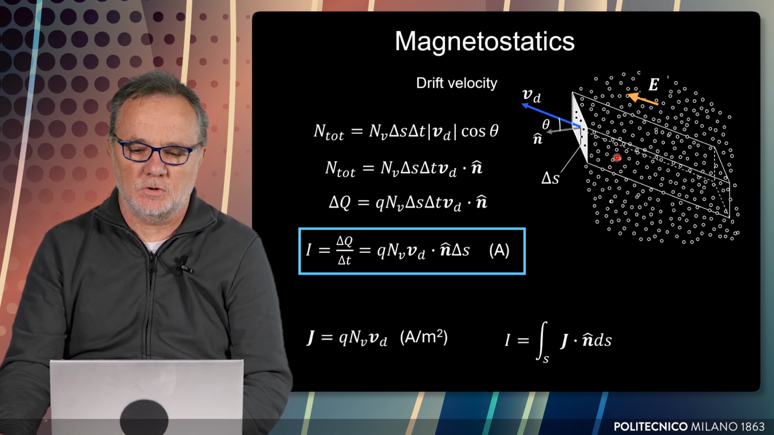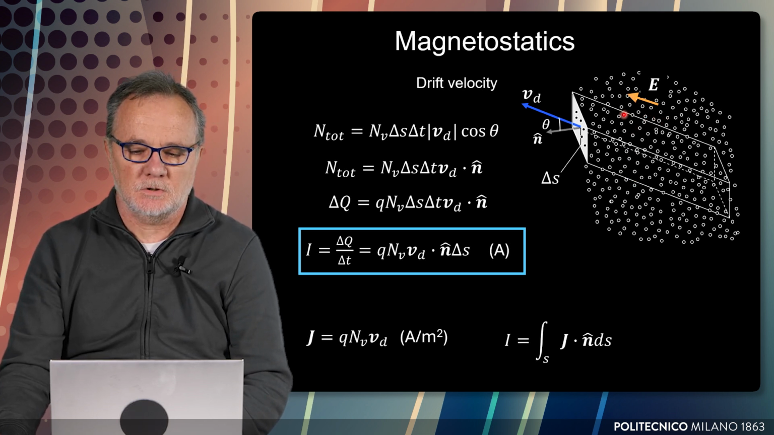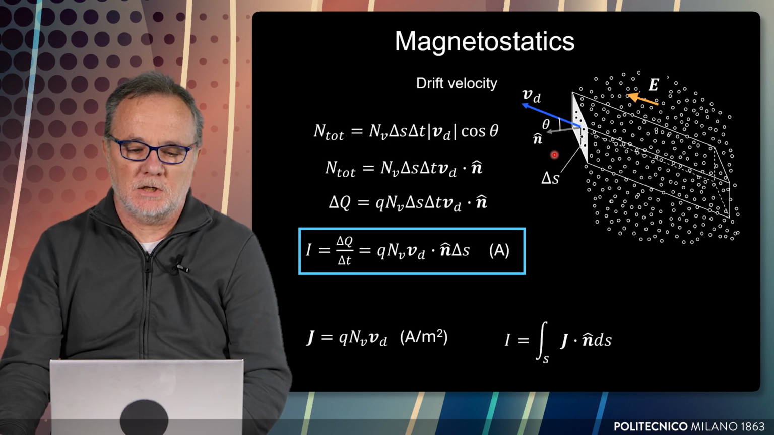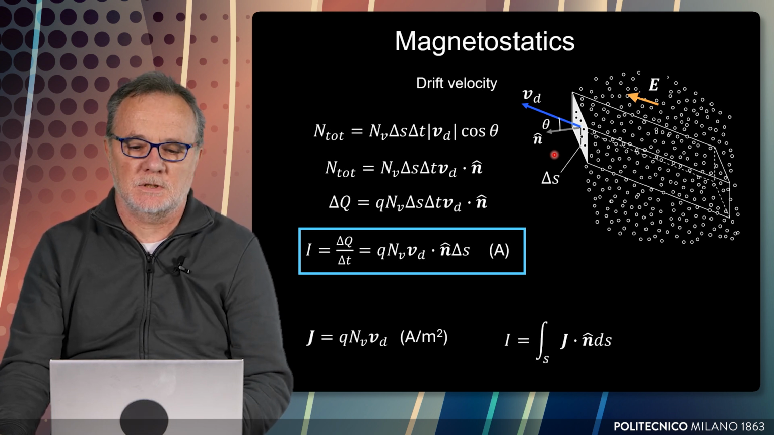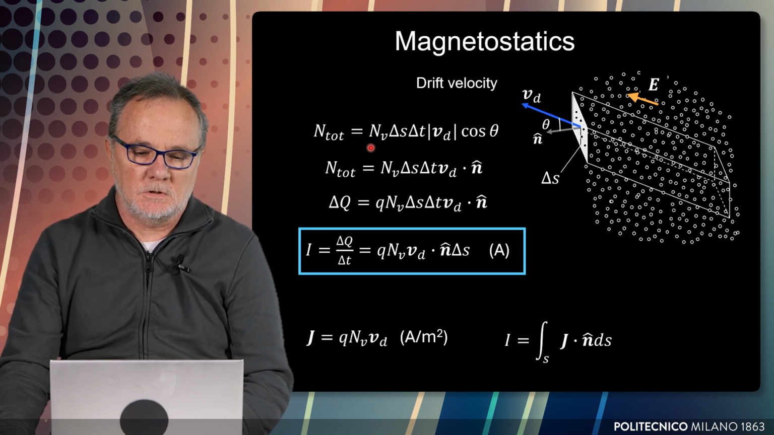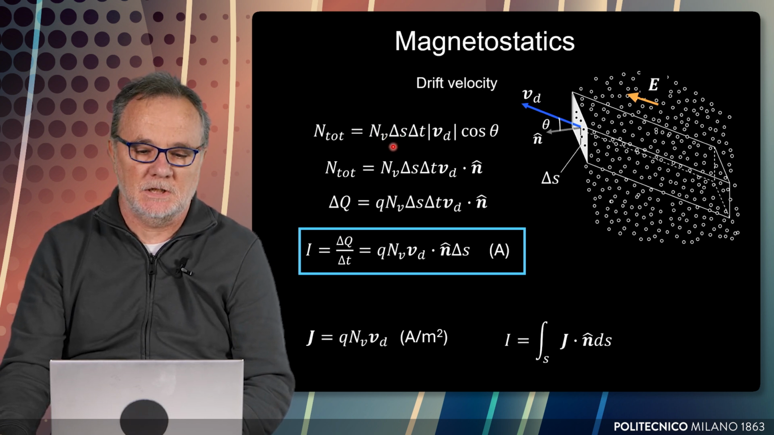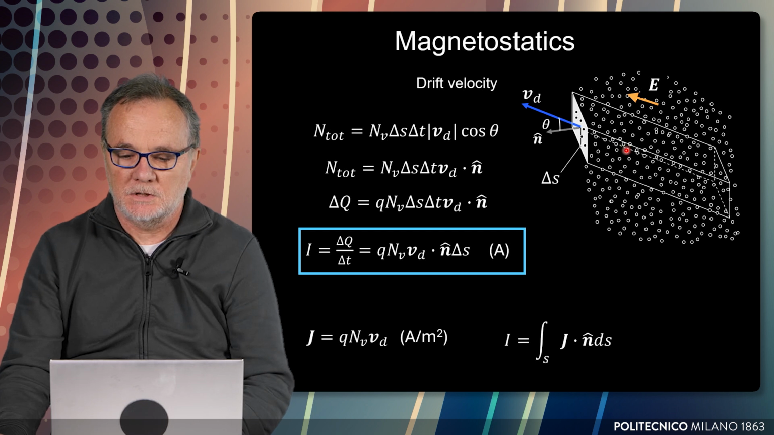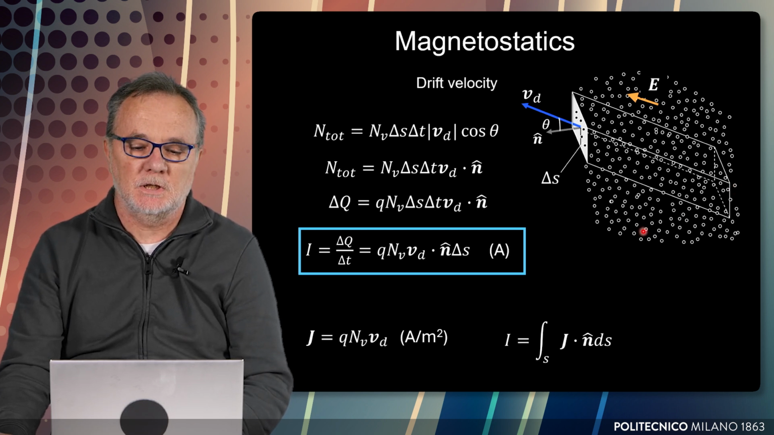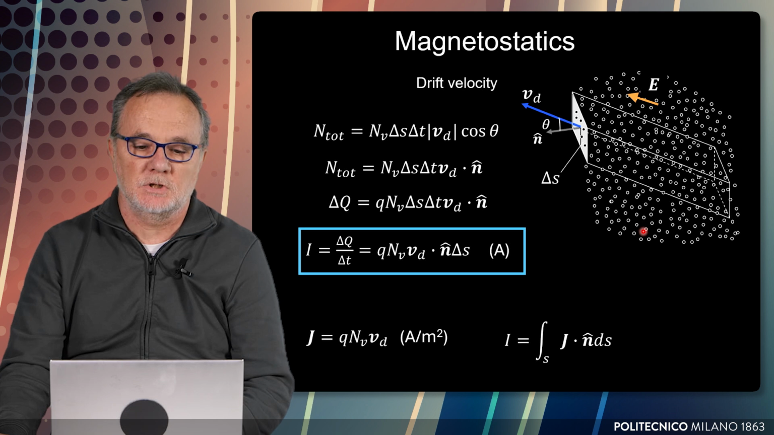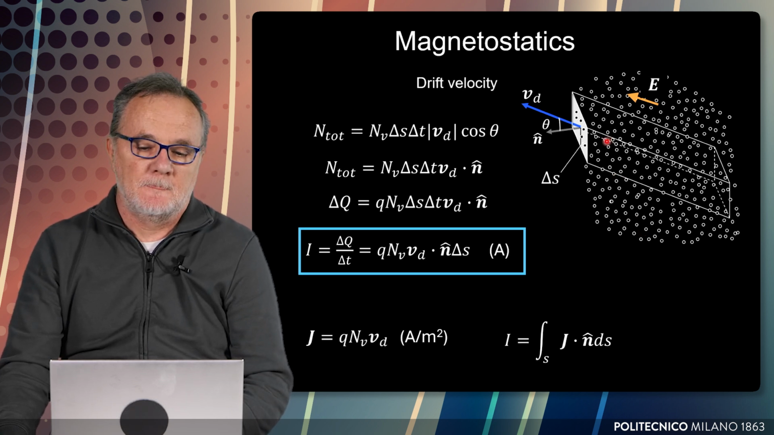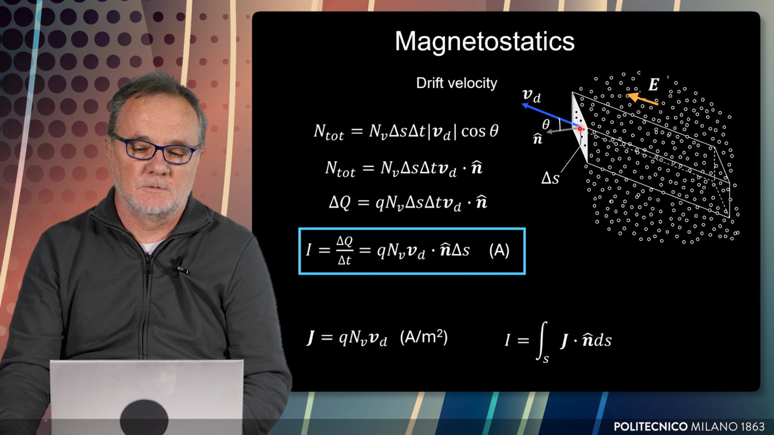So let's consider a portion of material, and a surface of material that is plotted in white here with a normal unit vector n. What is the number of charges that totally crosses this surface S in a time interval delta t? It equals the number of charges per unit volume times the area of the surface, delta S, times the length of this segment, which is simply the projection of the velocity of these charges in the normal direction onto the normal to the surface.